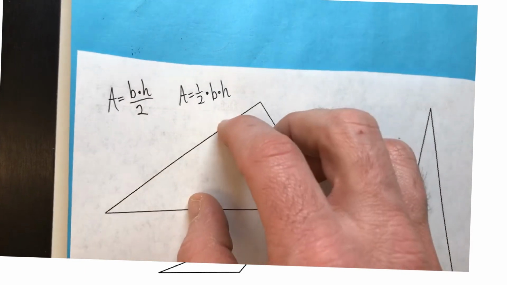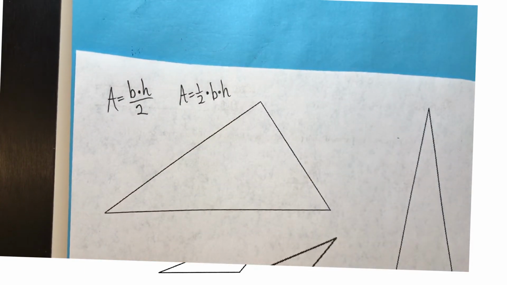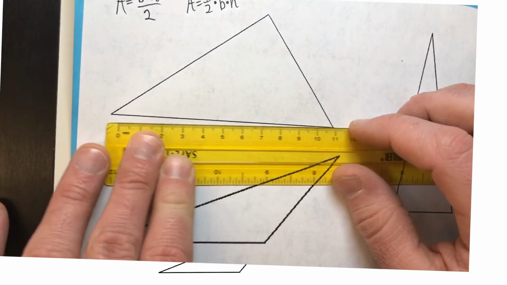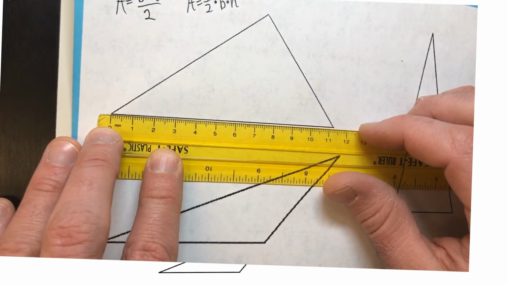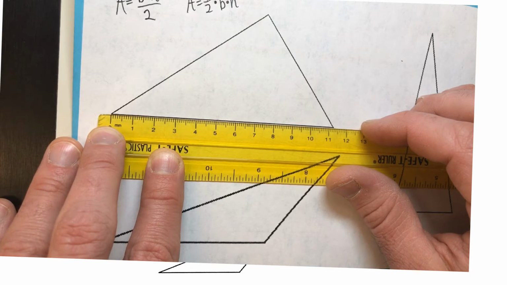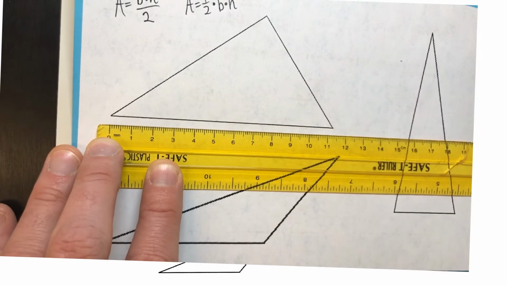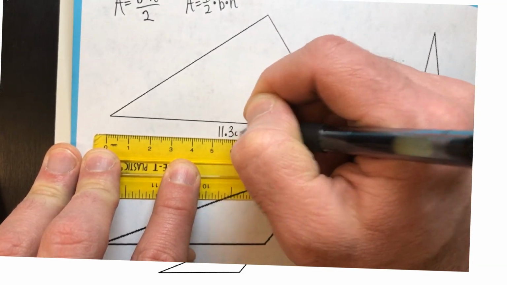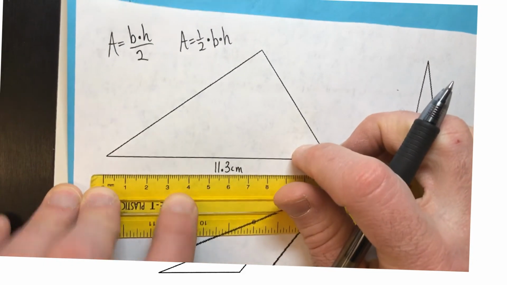So let's find the area of this triangle. So let's measure its base. Okay, in centimeters. 11.3. Okay, good. 11.3. All right, so we got the base.